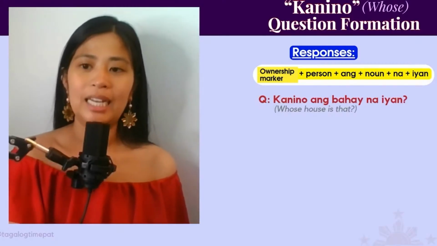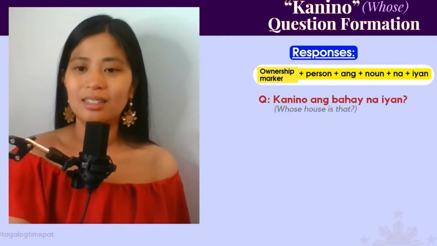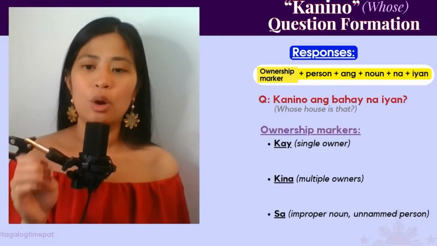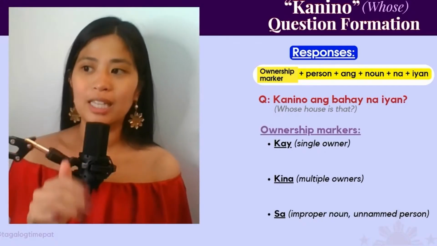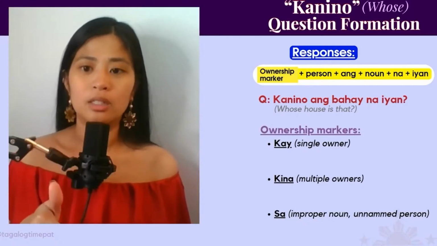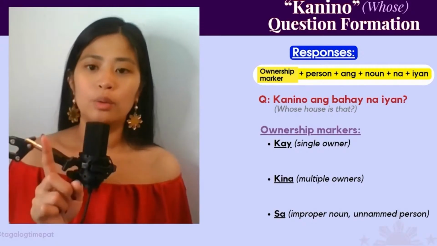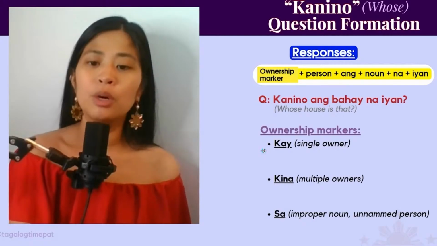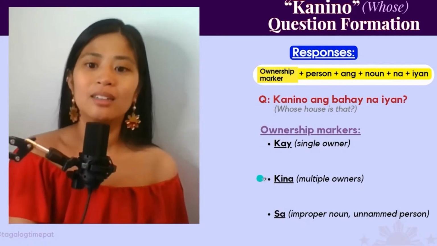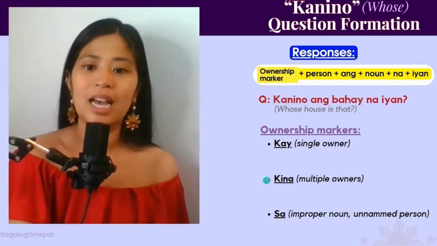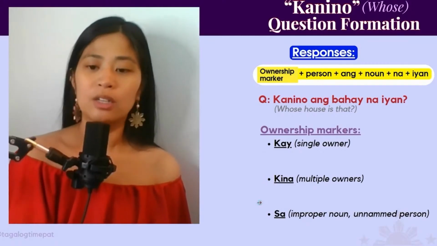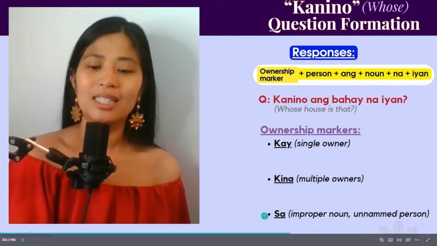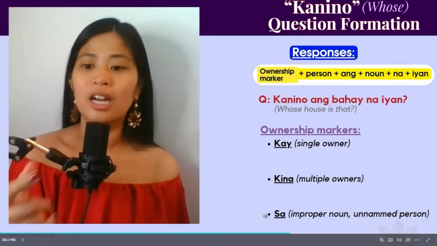So let's see what that would look like. Kanino ang bahay na iyan? Whose house is that? Here are the different ownership markers. One of these has to be in your response. If there's only one owner, it's kay. If there's multiple owners, more than one person, it's kina. If there's not a person, if there's no one's name, then you would have to use sa. So it's an improper noun or an unnamed person.